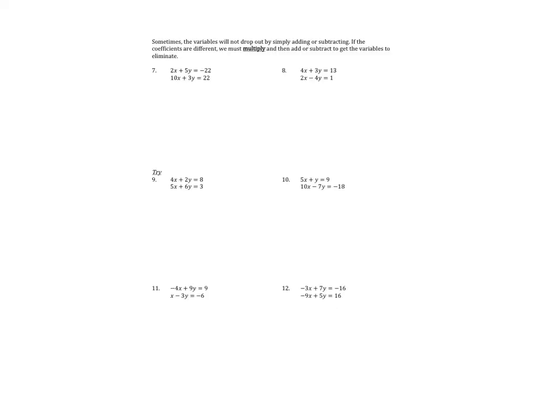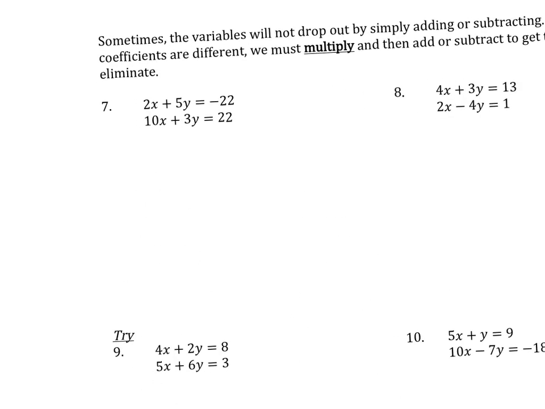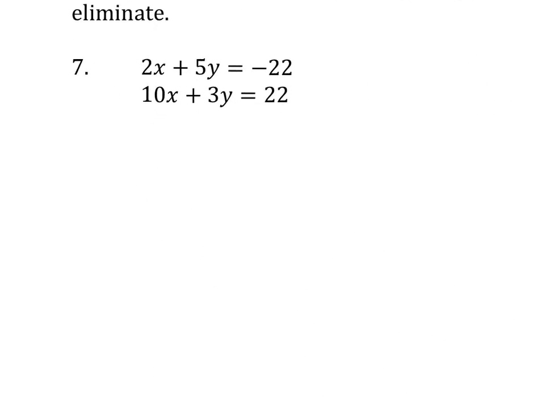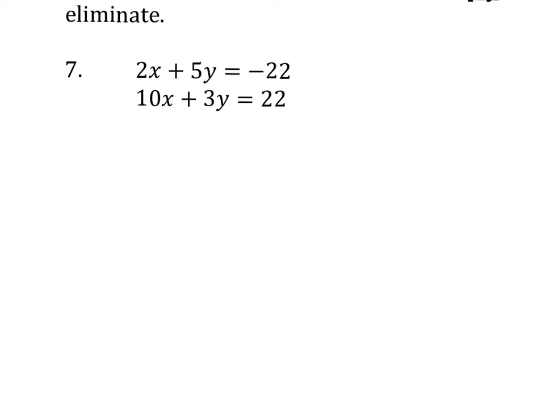Okay, so on the back here, we have some more complicated problems. So let's just look at number 7. Okay, so on number 7, I want to make sure that you understand this does not count as having opposites. Because if I eliminate this, I still have x's, I still have y's. That's not good. Right, I want opposites on either the x's or the y's. So I don't see opposites on either one. I also don't see the same thing on either one, so I can't just multiply by a negative 1.